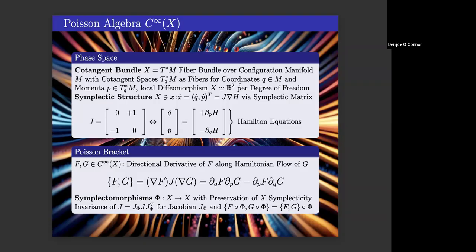And then you look at the structure preserving maps in this symplectic space. Those are called symplectomorphisms, or in physics, canonical transformations, that preserve the symplecticity. So it leaves the symplectic matrix J invariant, and also, applying the symplectomorphism on those functions and then taking the Poisson bracket is the same as taking the Poisson bracket and then applying such a symplectomorphism.